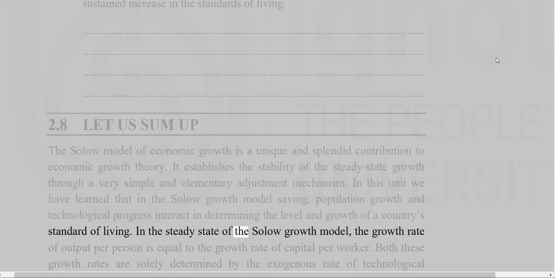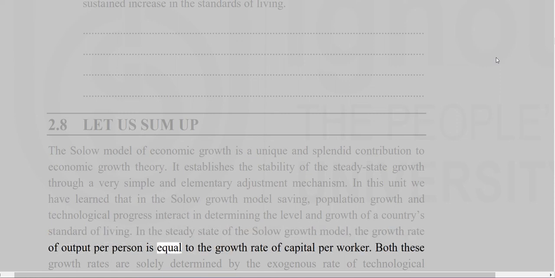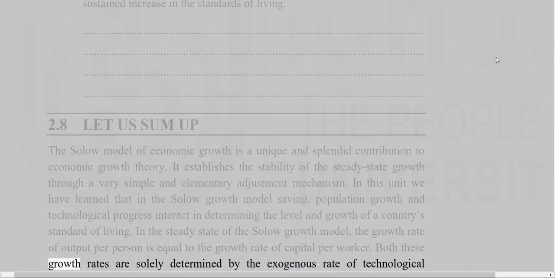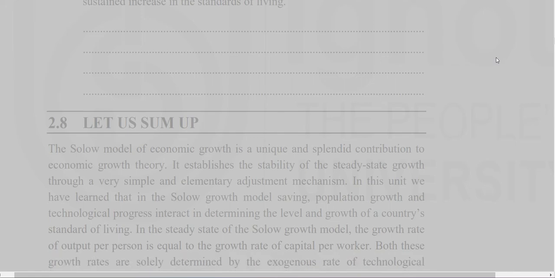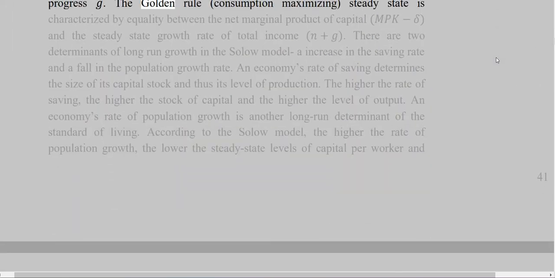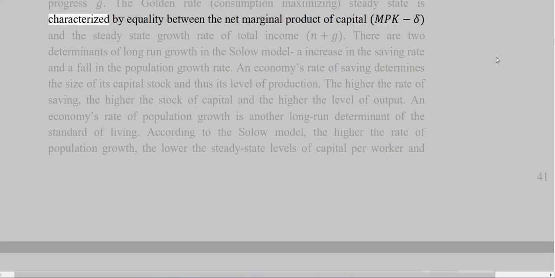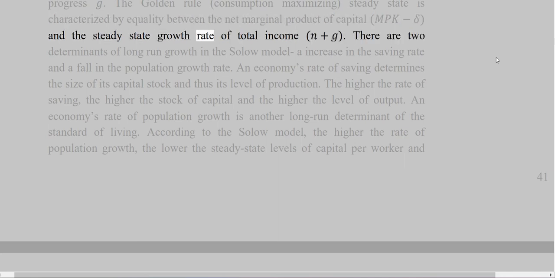In the steady state of the Solow growth model, the growth rate of output per person is equal to the growth rate of capital per worker. Both these growth rates are solely determined by the exogenous rate of technological progress. The golden rule, consumption maximizing, steady state is characterized by equality between the net marginal product of capital, minus, and the steady state growth rate of total income, plus.